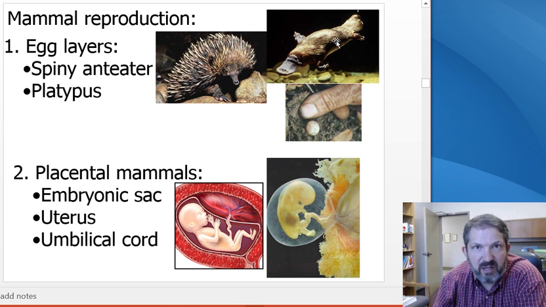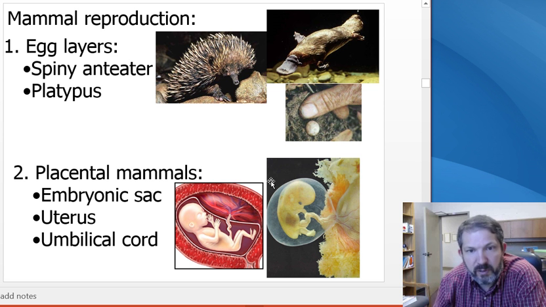So an echidna and a platypus, they have no belly button. Too bad. No belly button for a kangaroo either. I don't think there's an umbilical cord because there's no placenta.